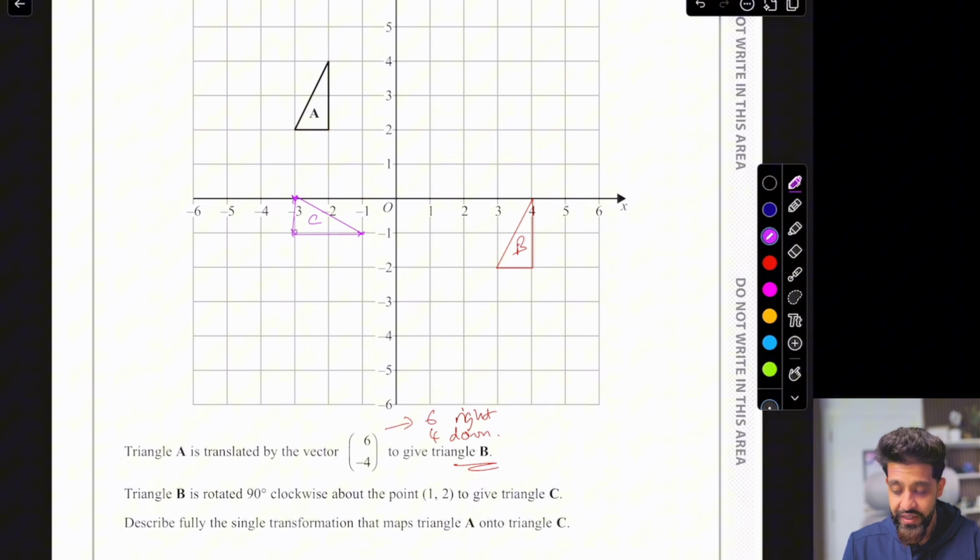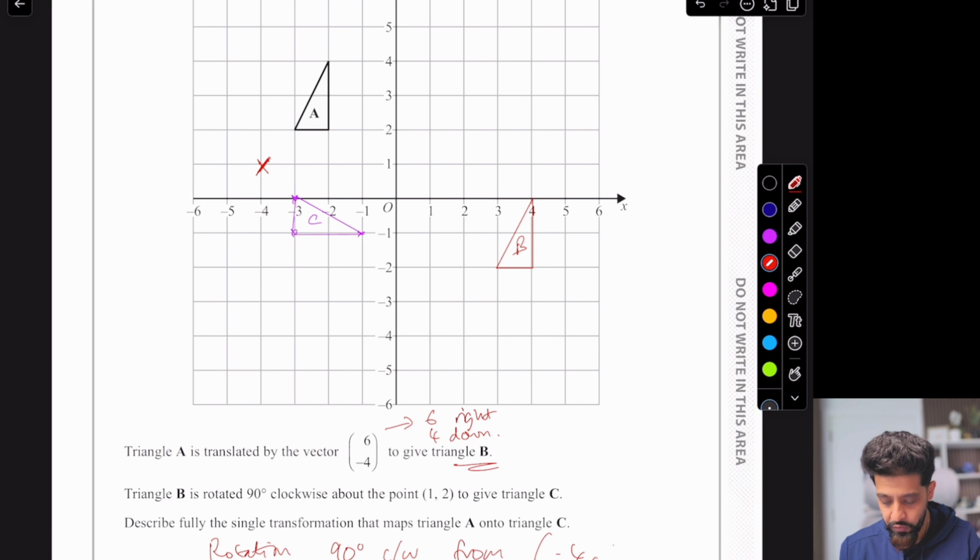You will find that it's been rotated from the point, I think I wrote -4, 1, right there. Okay, so you'd say rotation. And again, you'd state the angle that you did, and I think it's 90 degrees. It was clockwise from -4, 1. And there is your answer.